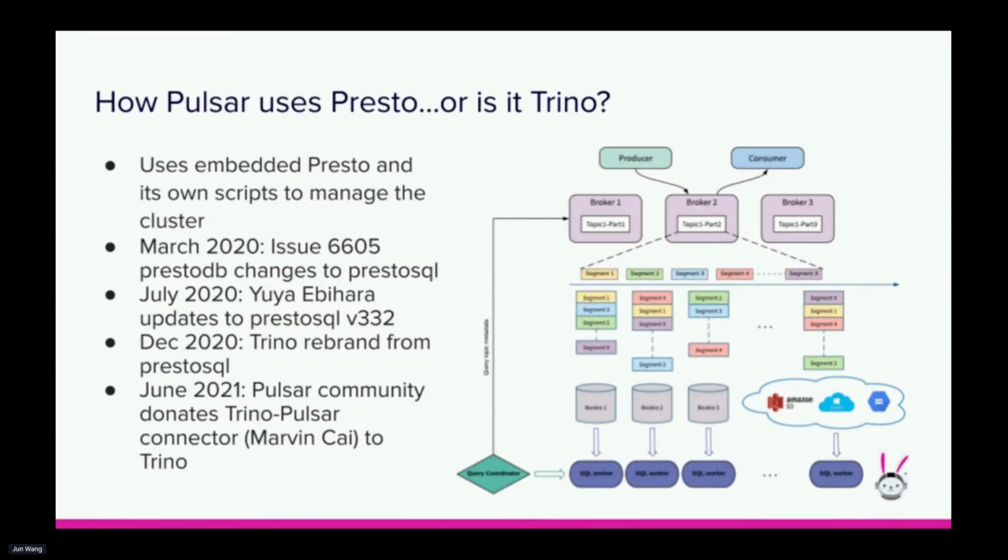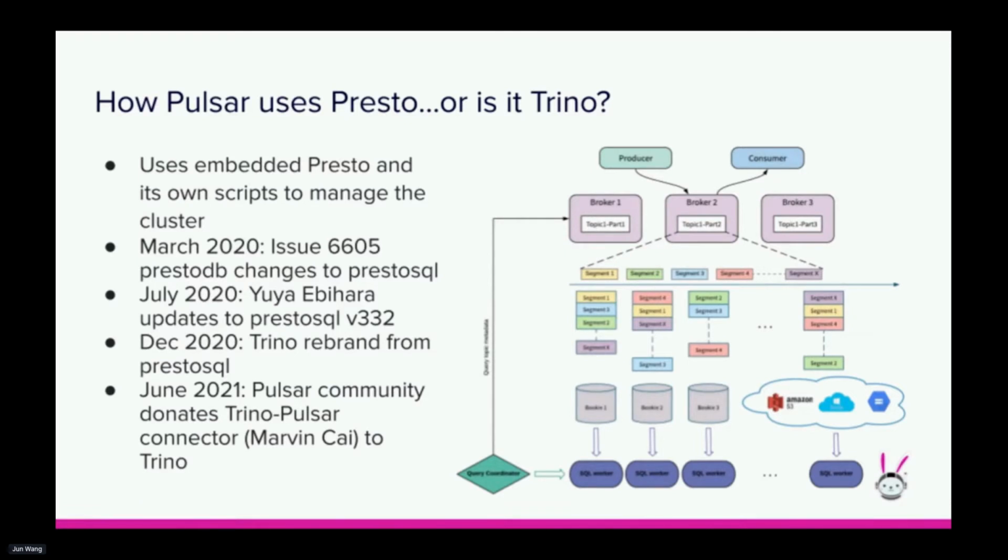Yuya Ibihara, which is one of our maintainers on the Trino side, ended up doing this update in July of 2020. And so at July, any version from that point on was actually using Trino, even though it still has the name Presto inside of the version. So you'll see, instead of saying Presto DB, you're actually using internally a version of Presto called Presto SQL. And that's actually Trino. That's just Trino before it had to do this rebrand.